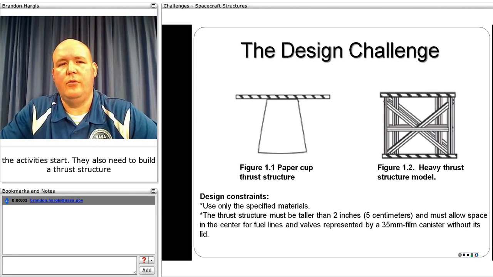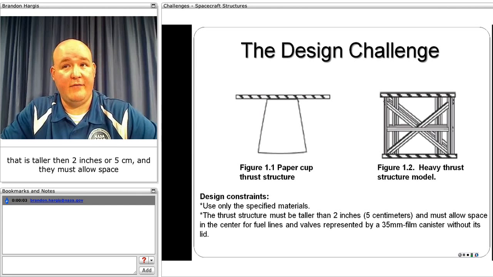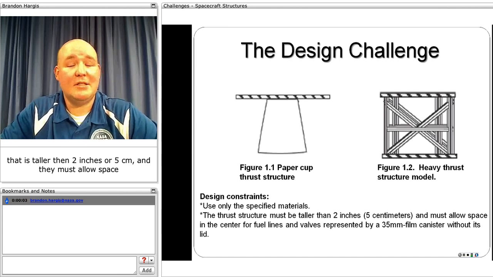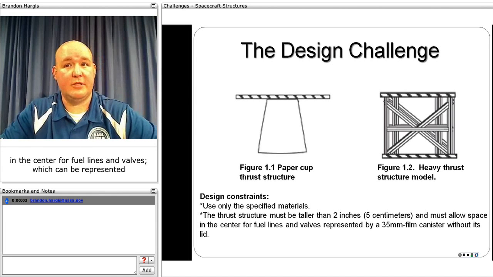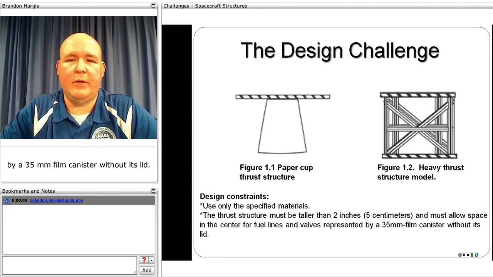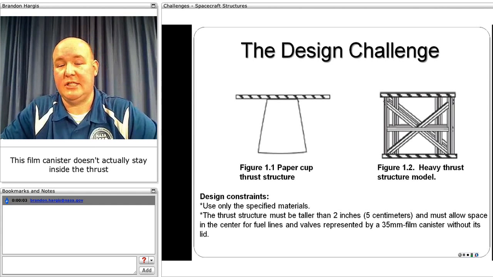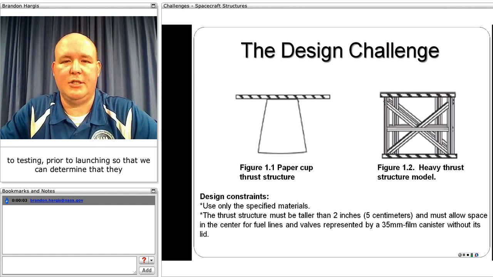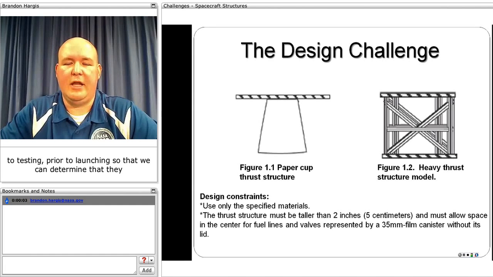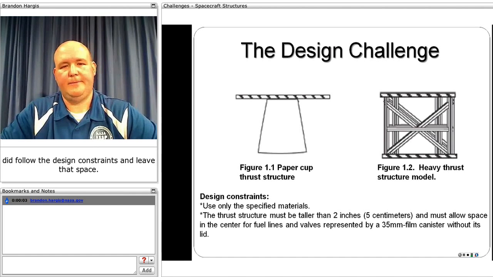They also need to build a thrust structure that is taller than 2 inches or 5 centimeters, and they must allow space in the center for fuel lines and valves, which can be represented by a 35 millimeter film canister without its lid. Now, this film canister doesn't actually stay inside the thrust structure when they launch, but it should be inserted prior to testing or prior to launching so that we can determine that they did follow the design constraints and leave that space.